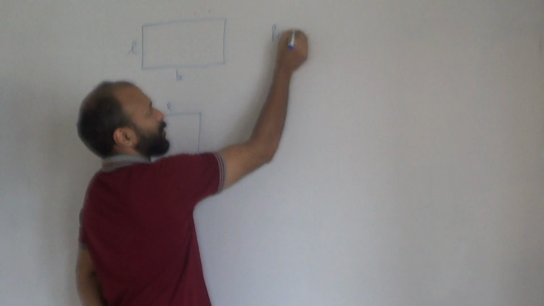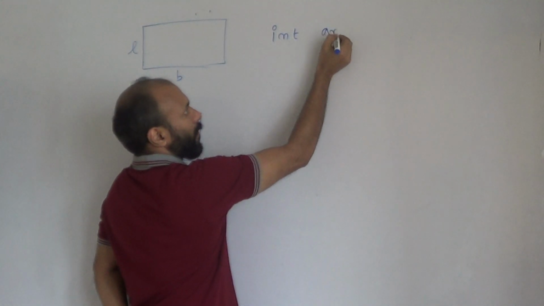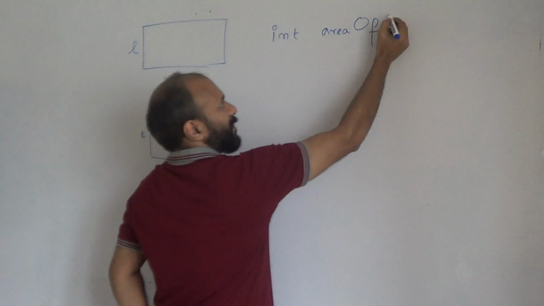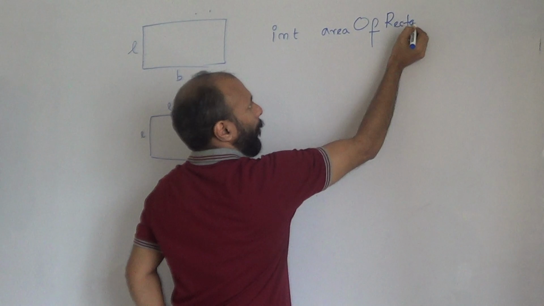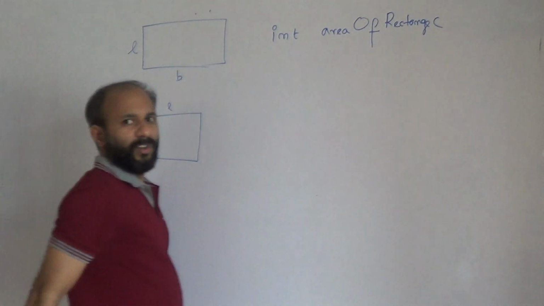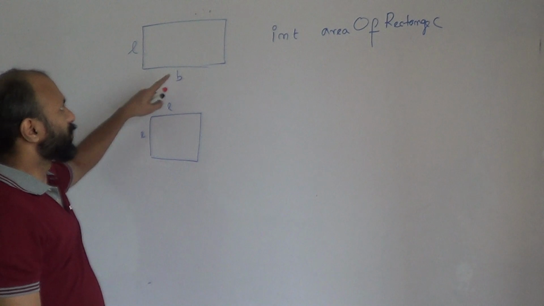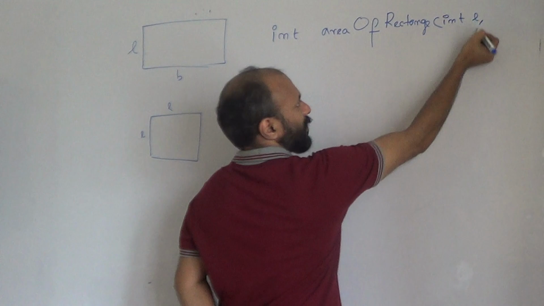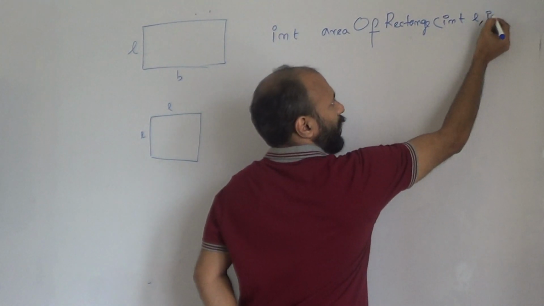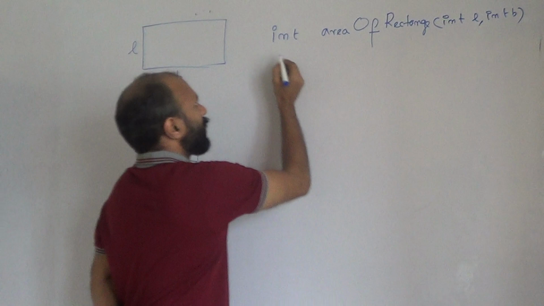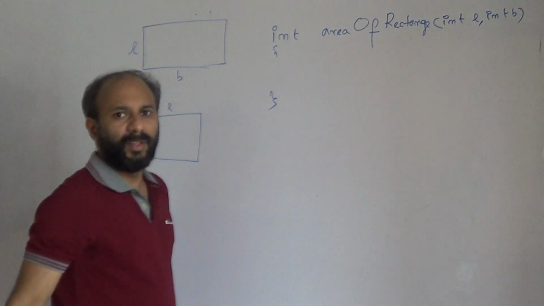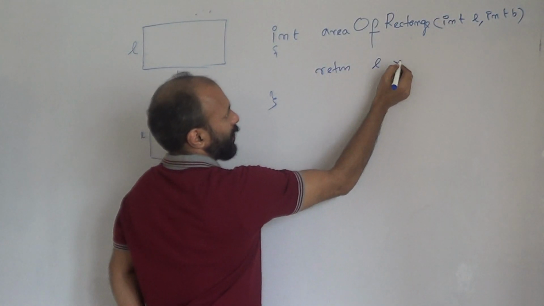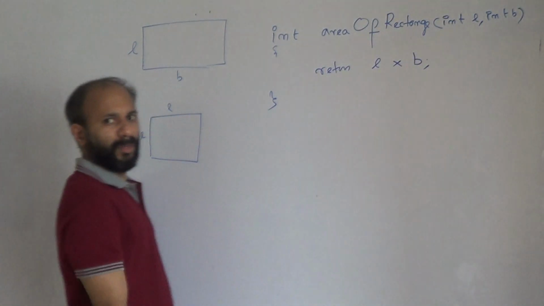Assume I am putting some function name as int area of rectangle. This function will take two arguments, the length as well as breadth. Here I am putting int length, and another one, int breadth. This is one function. The implementation will be return length into breadth. This is the implementation.